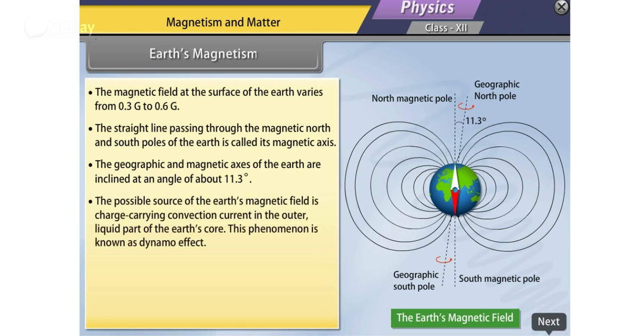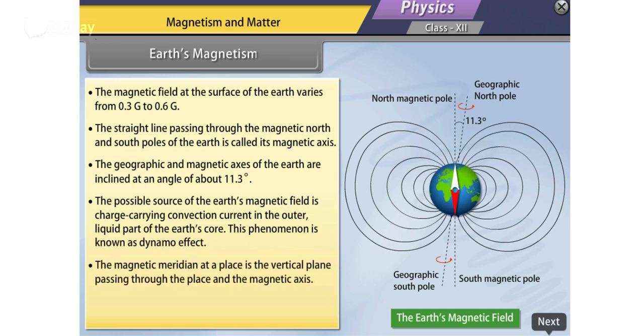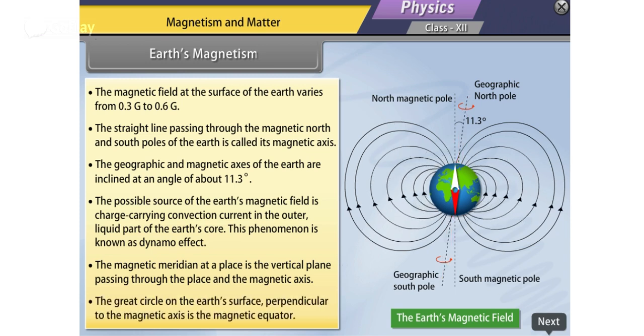The possible source of the Earth's magnetic field is charge-carrying convection current in the outer, liquid part of the Earth's core. This phenomenon is known as the dynamo effect. The magnetic meridian at a place is the vertical plane passing through the place and the magnetic axis. The great circle on the Earth's surface, perpendicular to the magnetic axis, is the magnetic equator.